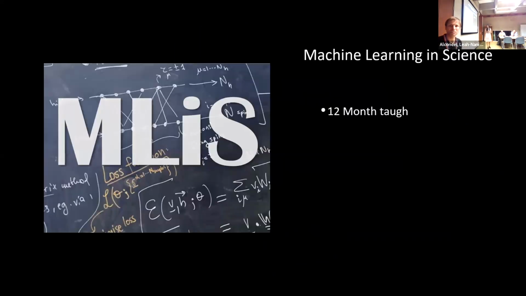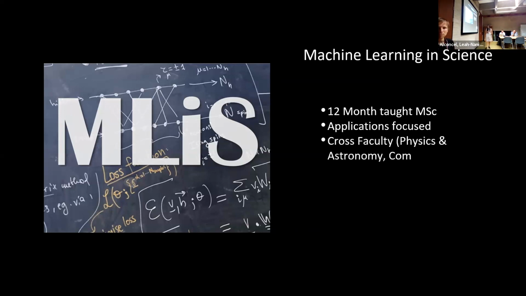So, machine learning in science. The program is a 12-month taught master's program, and it's very applications and project focused. Our students do a lot of research during this master's. It's cross-faculty, so it runs via physics and astronomy, which is what I'm part of, but there are modules taught by computer science, mathematics, and neuroscience, and we get students from across these backgrounds and more. Our applications are everything from medical imaging to traffic processing, working with helicopters, for example, in the defense industry, lots of different research areas.